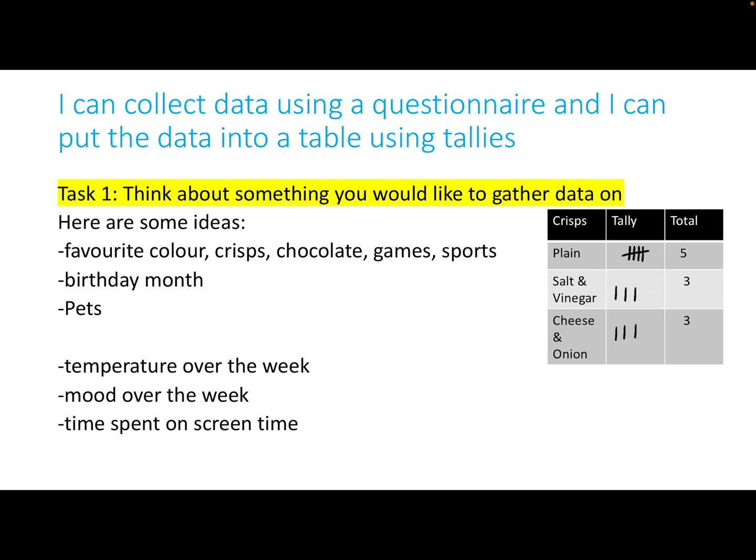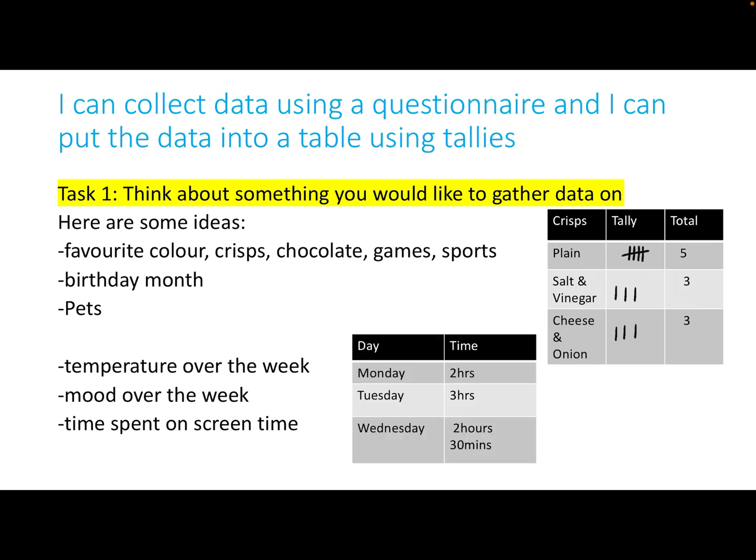So I've chosen the crisps one. So if you were to ask your family or the class, what's your favourite flavour of crisps? Here's 3 options, but you might have more than that. You would then put it into a table with the options, the tally marks, and then the total. If you were looking to do one of the other ones where you're recording something over a period of time, and you're therefore likely to put that into a line graph, your table would look more like this. So you've got the day and then the amount of time for each one, okay? Or the mood over the week, it would be the rating of each one.